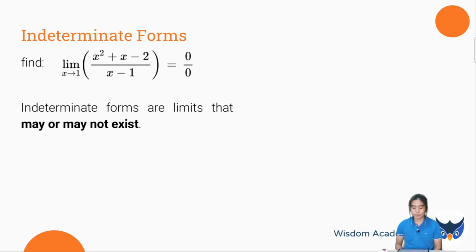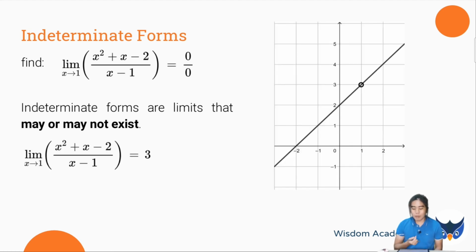Okay? So, paano natin malalaman if the limit exists or not? We will use other methods to get the limit of the functions kapag nakaka-encounter tayo ng indeterminate forms. We will discuss that in this video. In this example, if we look at the graph, we can see that the limit exists and the limit as x approaches 1 is 3. So, this shows that the limit could exist when we are encountering indeterminate forms.